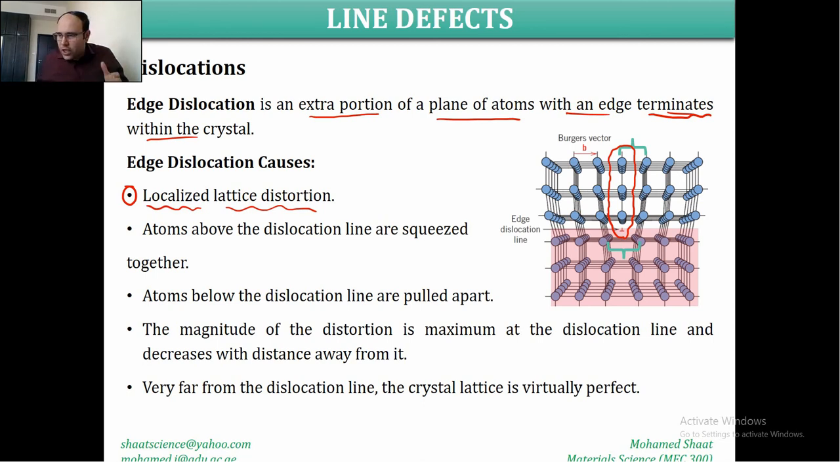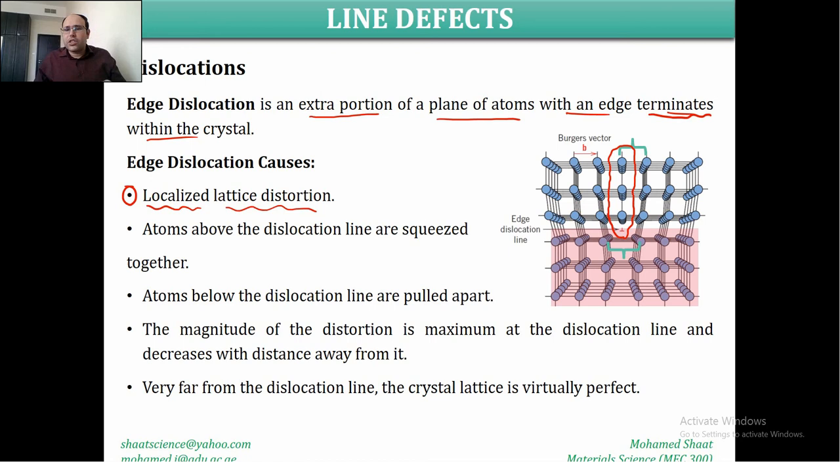This plane should be straight, but it's not going to be straight anymore. Why? Because of the dislocation. So the lattice distortion is a result of the dislocation. One of the things that results from the edge dislocation is a lattice distortion. This is one thing, but the key condition is that it should be localized. What does it mean to have a localized lattice distortion?